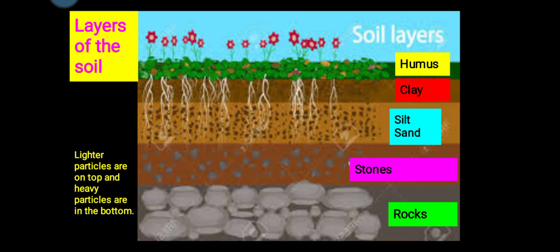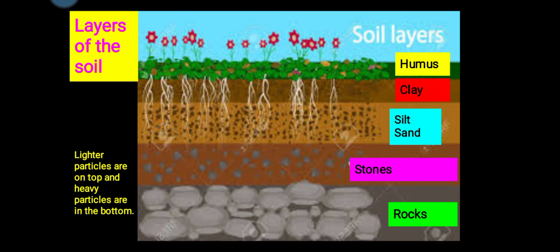Layers of the soil. The topmost layer of the soil is called the humus. This is the layer in which plants grow. Then it is followed by clay, and then comes silt and sand, stones, and the lowermost or the bottom layer of the soil will always have heavy rocks. The lighter particles of soil will always be on top, and the heavy particles will always be in the bottom.